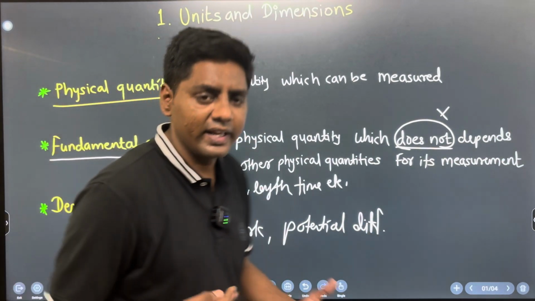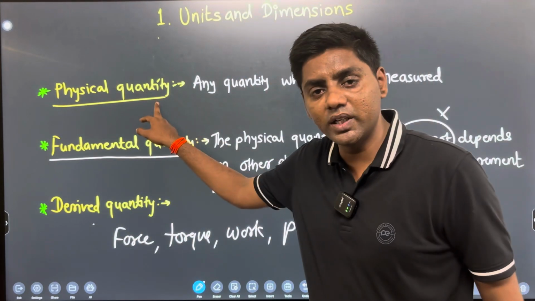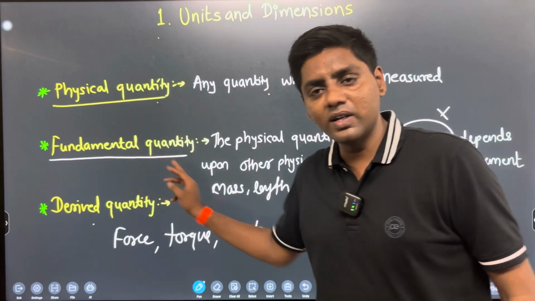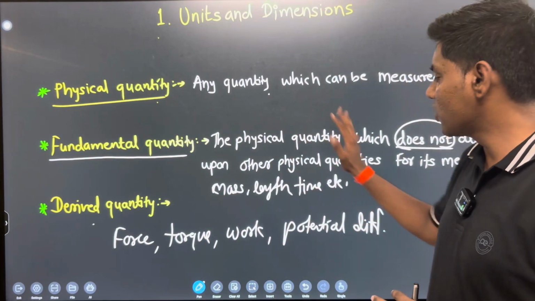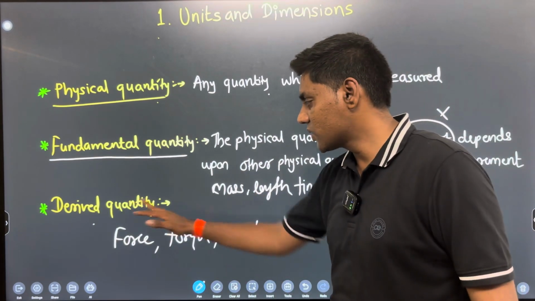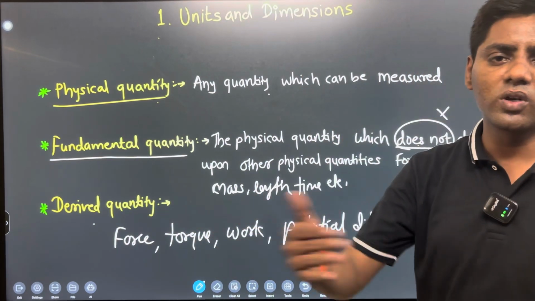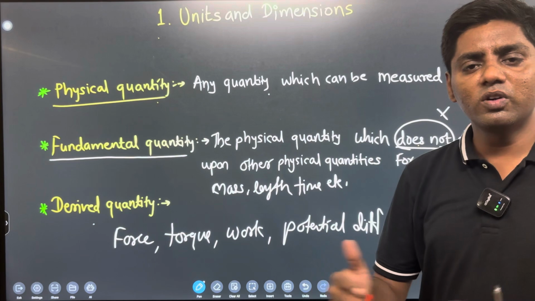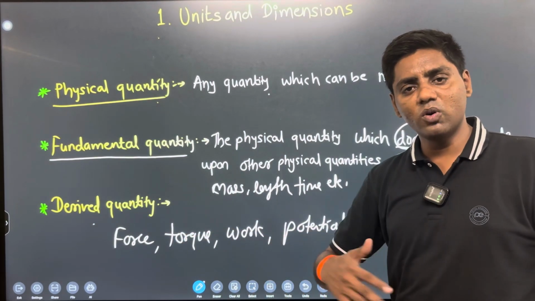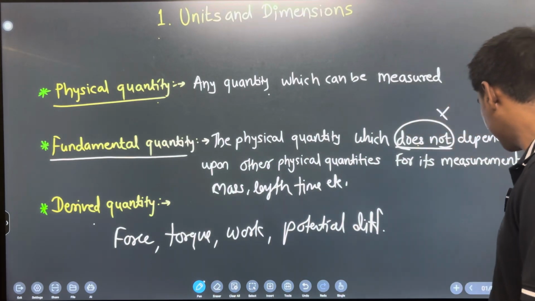So let's quickly recap. What is meant by physical quantity? Any quantity which can be measured. Then what is meant by fundamental quantity? Such quantities do not depend on any other physical quantity for their measurement. And the last one, what are derived quantities? They depend on one or more physical quantities for their measurement. So remember some examples of derived quantities. Let's go for the next.